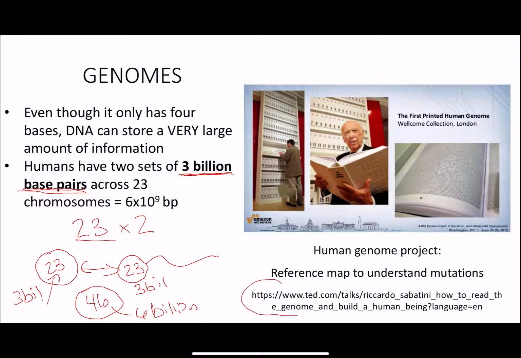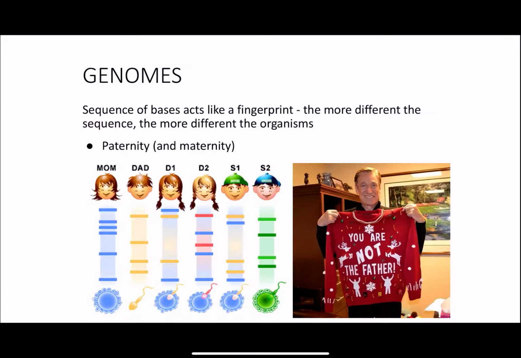I'm going to put this video as an optional link after this lecture video. It's just a kind of neat TED Talk. A guy called Riccardo Sabatini talks about how mothers, when they're gestating an embryo in utero, are basically acting like 3D printers. And so the genetic information inside of the zygote, inside of the fertilized egg, is building a human based on this sequence of A's, C's, T's, and G's.